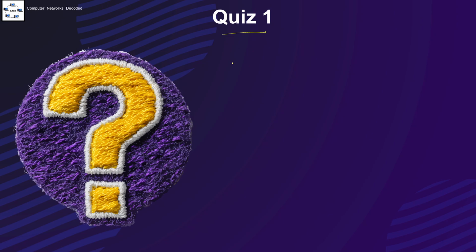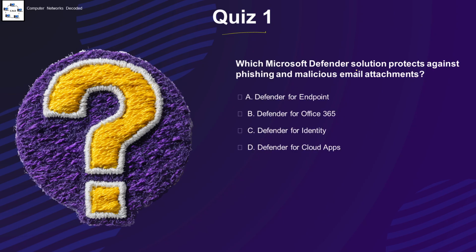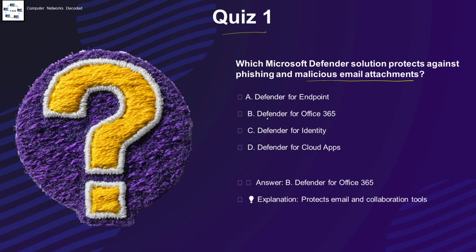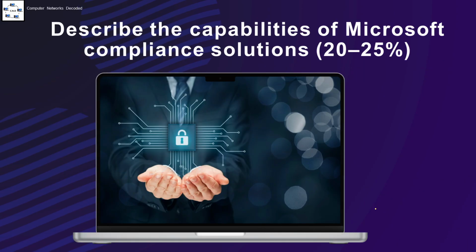A quick quiz. Which Microsoft Defender solution protects against phishing and malicious email attachments? Option A, Defender for endpoints. Option B, Defender for Office 365. Option C, Defender for identity. And option D, Defender for cloud applications. And the correct option is option B, Defender for Office 365. So Defender for Office 365 protects email and collaboration applications.